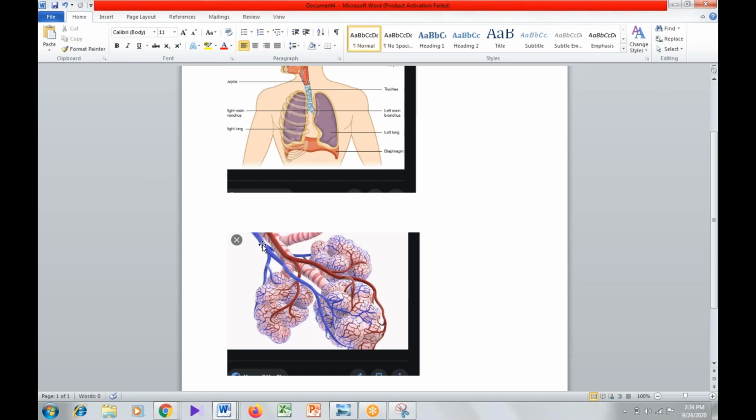They are bringing deoxygenated blood. Deoxygenated blood means carbon dioxide concentrated blood. They are bringing it from the body, and this blue one is bringing carbon dioxide from the body. And here, when it reaches the capillary, this blue one is further subdivided into small ones. This one is called capillaries.